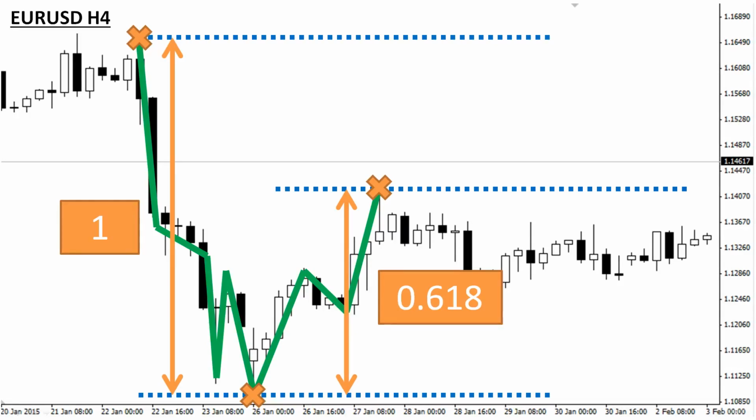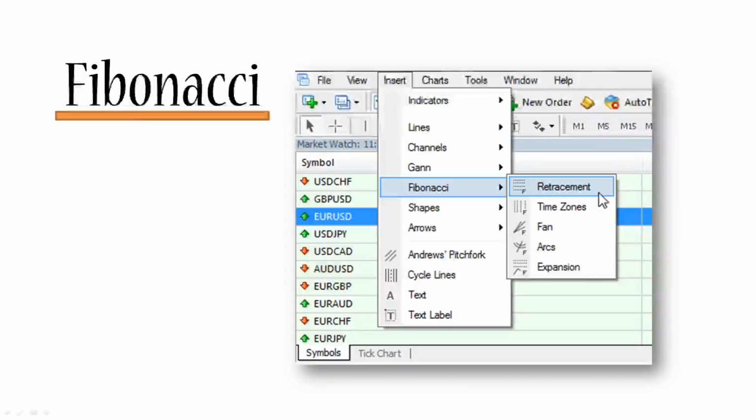And you will see examples of this in our live Forex trading further down in this course. By the way, if you're using MetaTrader 4, there's a very handy way to measure these retracements. If you go to insert Fibonacci retracement, you'll get a very handy tool which allows you to effortlessly measure Fibonacci retracements. On that note, we'll finish up today's tutorial.